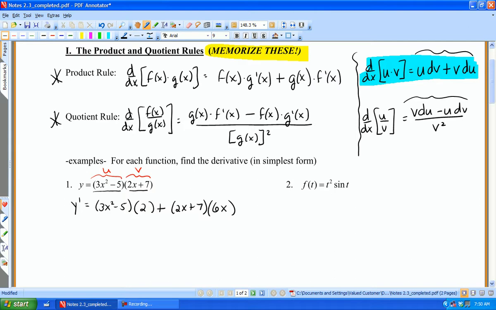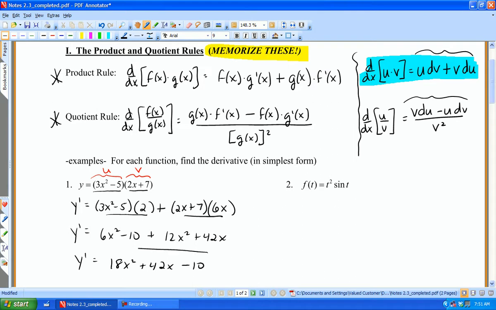I've done the derivative. But I could go ahead and multiply it out and clean it up. So if I distribute, I'll get 6x squared minus 10. If I distribute this, I'll get 12x squared plus 42x. And if I simplify then, it looks like I get 18x squared plus 42x minus 10. Okay, you may want to pause and just read through that again and make sure you've got it.